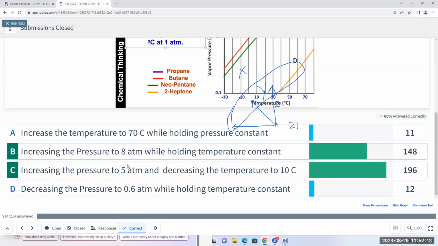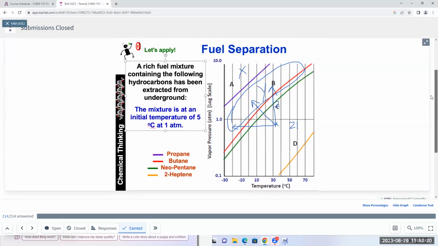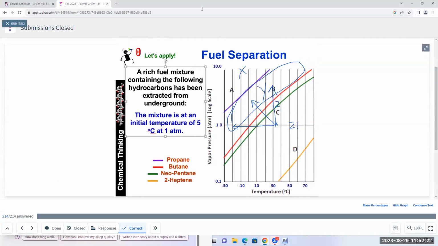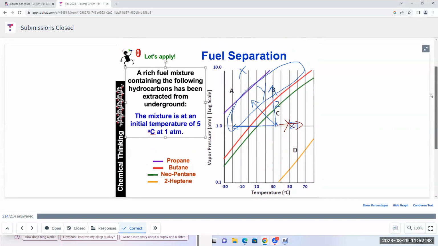And if you look at the other ones, increasing the temperature to 70 degrees while maintaining the same pressure will be a wrong answer. Why? Because that would take us, let me use a different color, over here. That will not achieve the separation. And the last wrong answer is option D, decreasing the pressure to 0.6 atm while holding the same temperature. That means you are going down this way. That will not get us to region Y. Therefore, that is out as well.